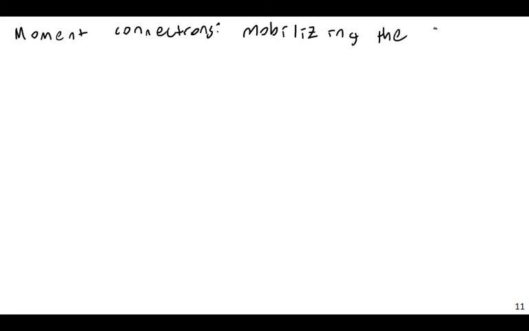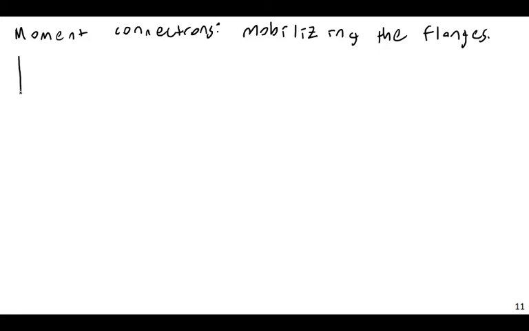Okay, so what about moment connections? How do we form those? Well, we have any number of ways to do this, but the basic idea of moment connections is going to be connecting the flanges, mobilizing the flanges. So we have a few ways we could do this.